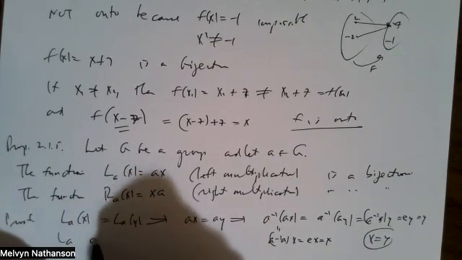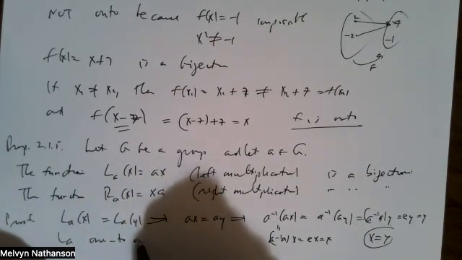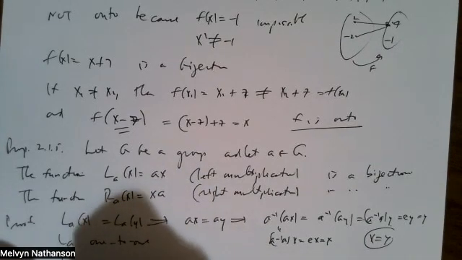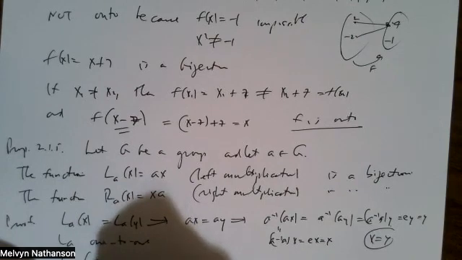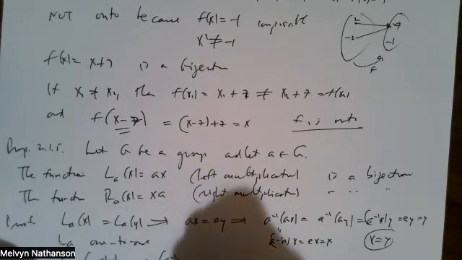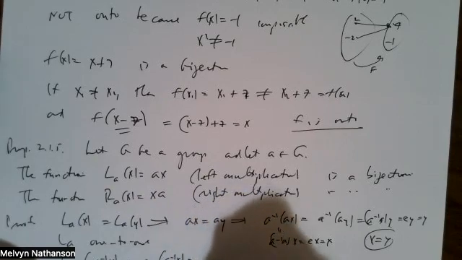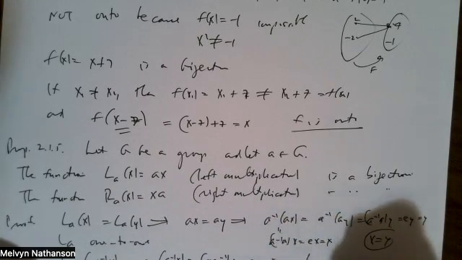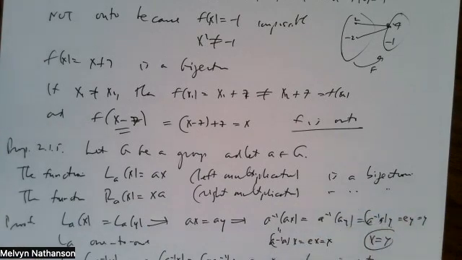So L sub A is one-to-one. And if I choose any element x, L sub A of A inverse x is A times A inverse x, is A inverse x, is EX, is x. So L sub A is onto. So this function is one-to-one and onto.